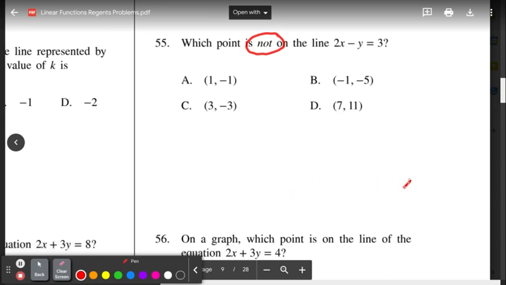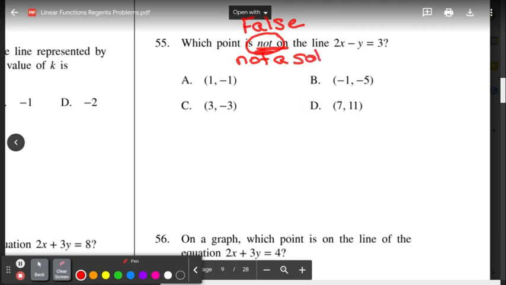We're on question 55 now. Which point is not on the line 2 times x minus y equals 3? This time it says not on the line, so we're looking for something that is false. On the line or a solution means true. False means not on the line or not a solution.